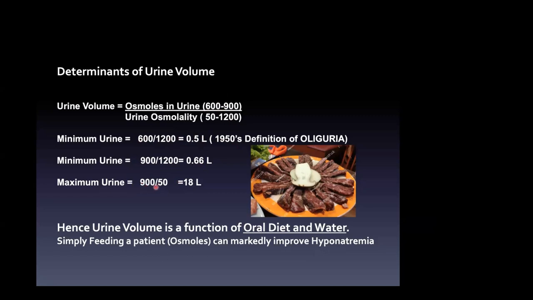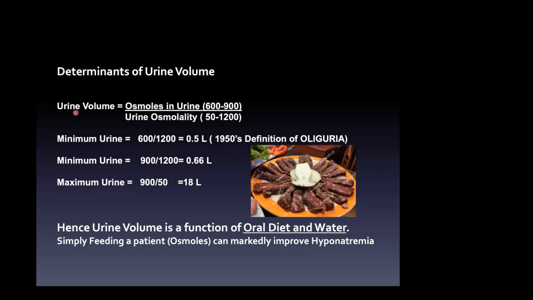At the same time, the maximum urine you can produce without getting hyponatremic should be around 900 osmoles divided by the lowest urine osmolarity, which is around 18 liters. So basically what this tells me is that as a normal person, if I can drink around 18 liters of fluid per day, I will not get hyponatremia. But if I drink more than 18 liters per day, then typically I will get hyponatremia. Okay, so that's very important to understand that urine volume is basically a function of these two variables.